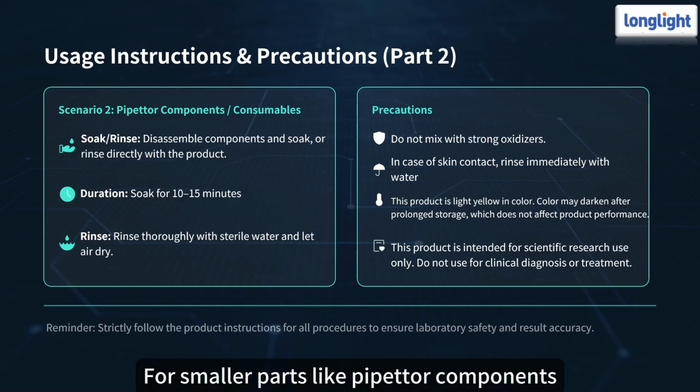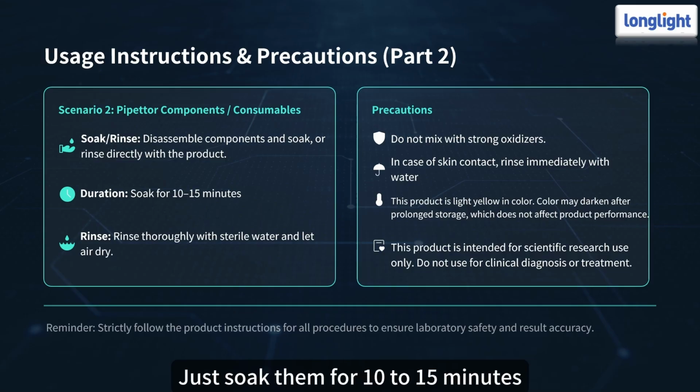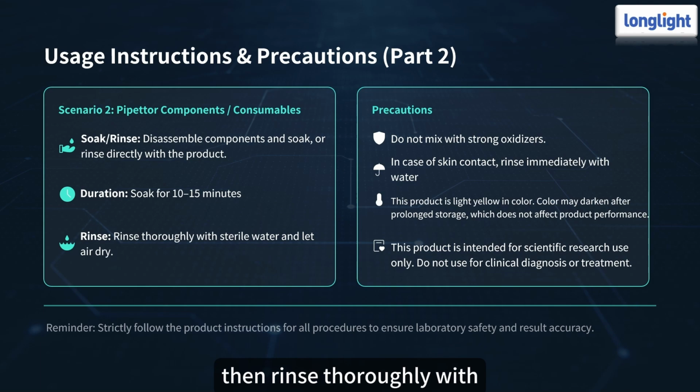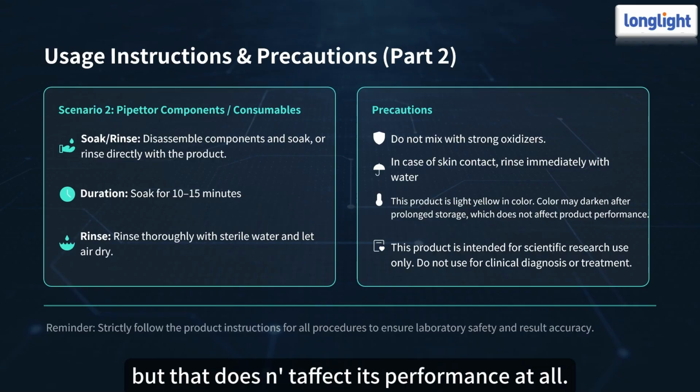For smaller parts like pipette components, you can soak or rinse them with the product. Just soak them for 10 to 15 minutes, then rinse thoroughly with sterile water and air dry. A few notes: don't mix it with strong oxidizers. Also, the product is light yellow. The color might darken a bit after long storage, but that doesn't affect its performance at all.